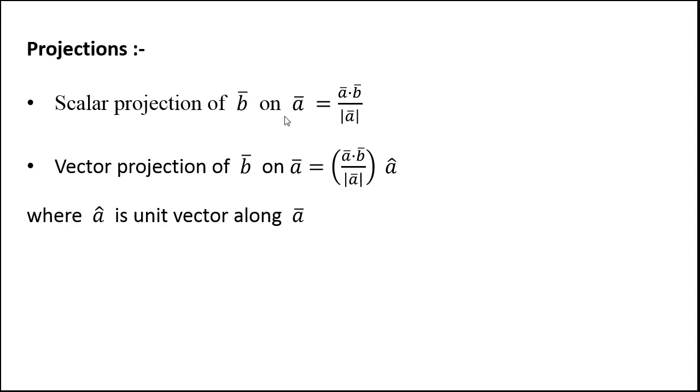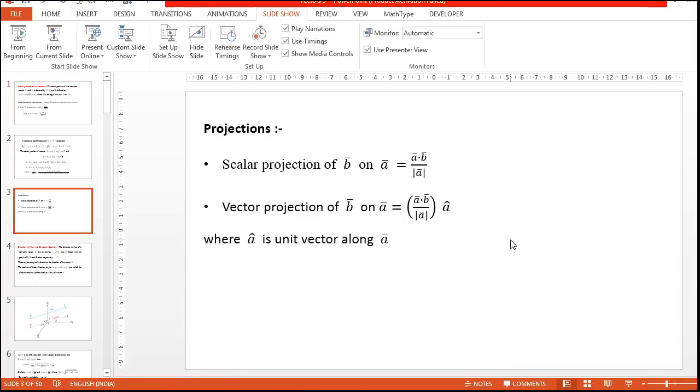Now similar to this, we can ask question, what is projection of a bar on b bar? Scalar projection of a bar on b bar is defined as their dot product divided by magnitude of b bar. Vector projection of a bar on b bar, a bar dot b bar upon magnitude of b bar into b cap. So we have to make respective changes. Okay, so this was about projection.